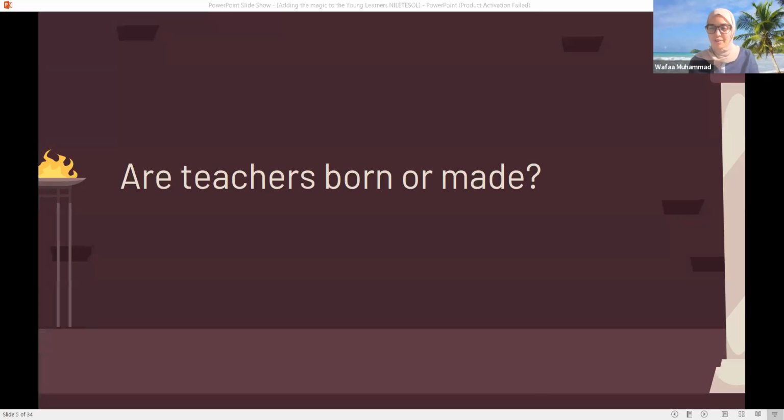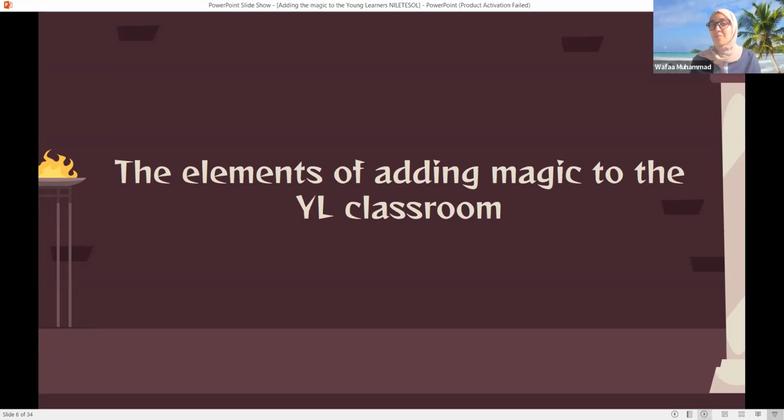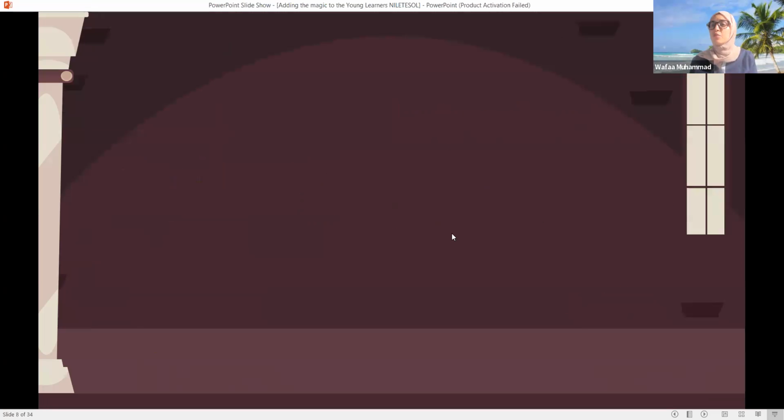Okay, so let's move on. And actually, let me say they are both. A teacher can be born and made at the same time, but it's according to the development you get yourself exposed to. This is what defines you as a teacher. The elements of adding magic to the young learners' class. What are they? Let's check. First of all, tell me, who are the young learners?